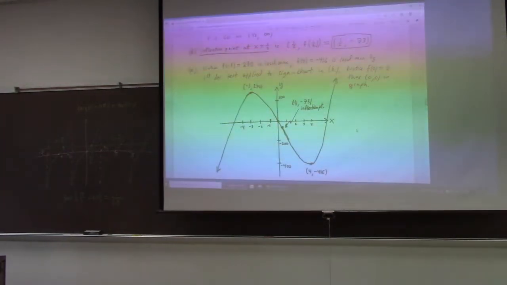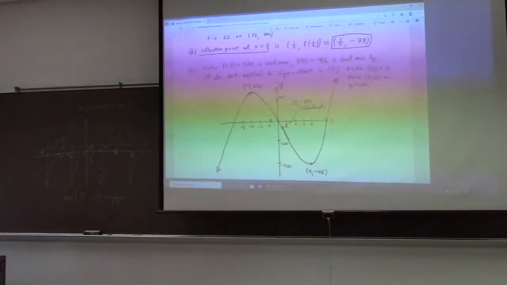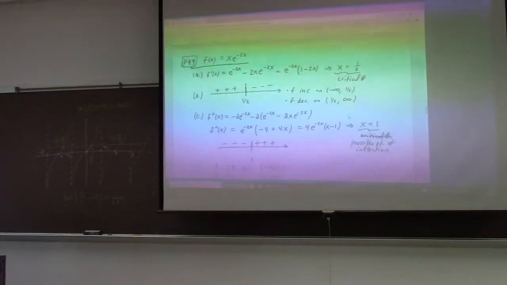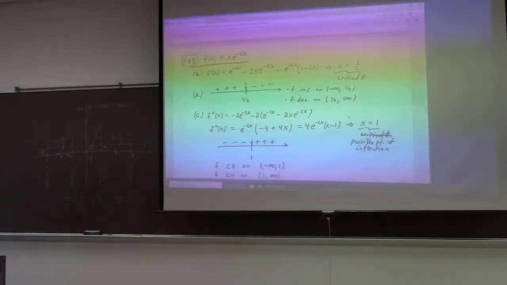Now, if I just ask you for a sketch, then I'm much more easygoing about it. So this one, we've got to use the product rule. We get a critical number of 1/2.